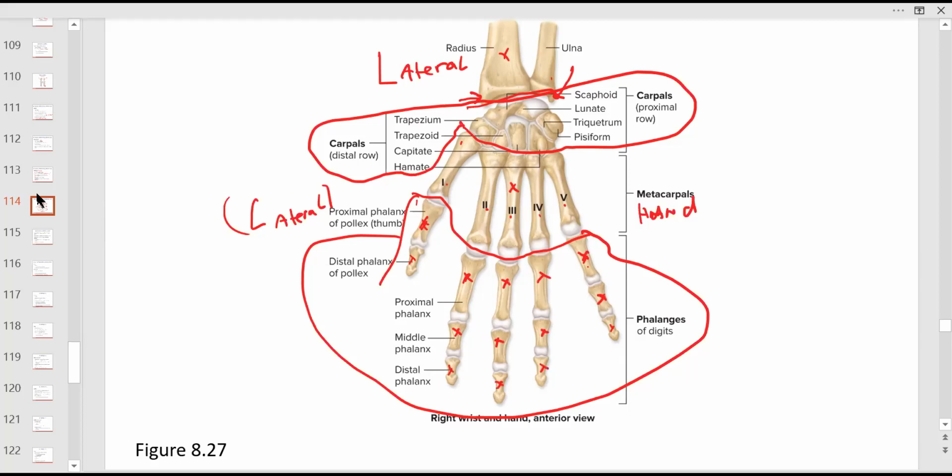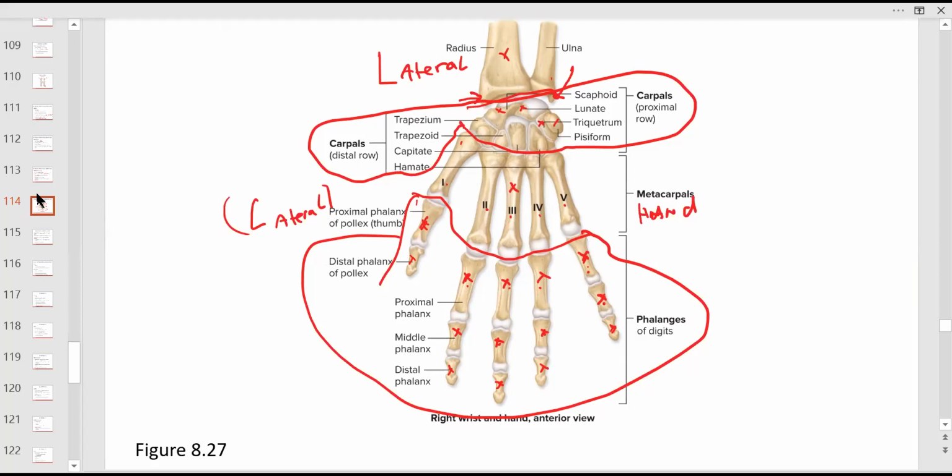Every digit has a distal and a proximal. Only 2 through 4 have a middle. Middle here, sorry. Okay. So here's the bones of the carpals, and they have different names like scaphoid, lunate, triquetrum.